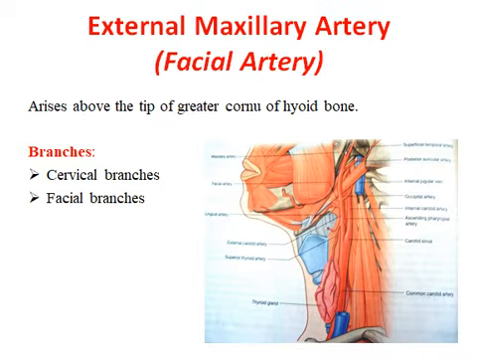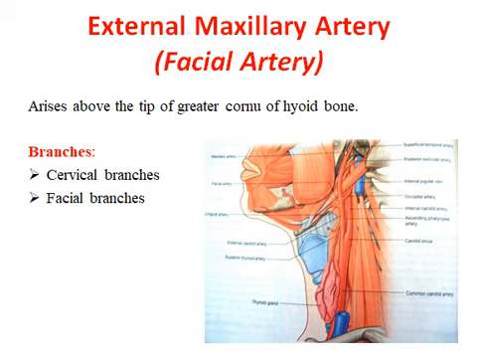Now coming on to the external maxillary artery or facial artery. Facial artery arises above the tip of the greater cornu of the hyoid bone, and it gives 2 main branches, that are cervical branches and facial branches, that can be further divided into various branches. Facial artery has a tortuous route along the nasolabial fold towards the medial angle of the eye.